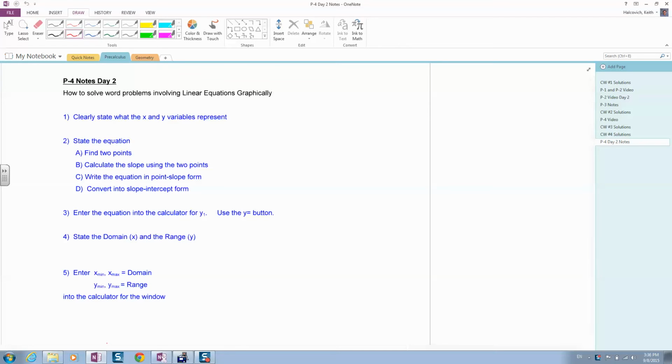So the first thing when you're reading a word problem here is you clearly want to state what the x and y variables represent. The second thing you're going to do is state the equation. You're going to find 2 points. And if you need to, make sure you reread the word problem carefully to come up with the 2 points that you're going to use.